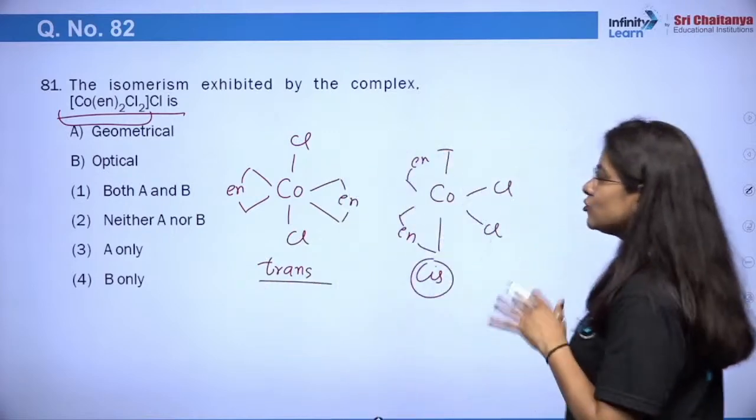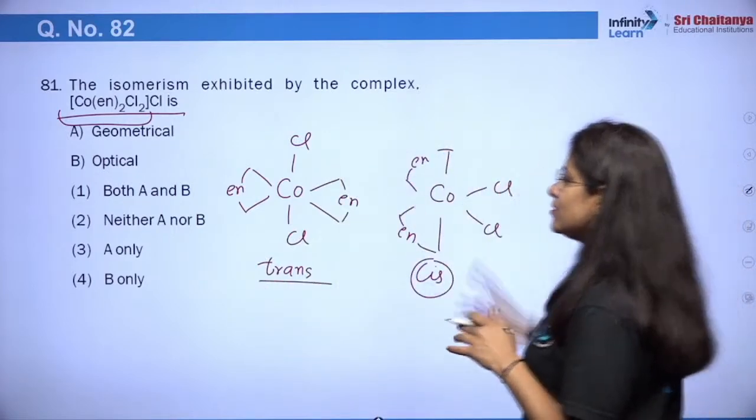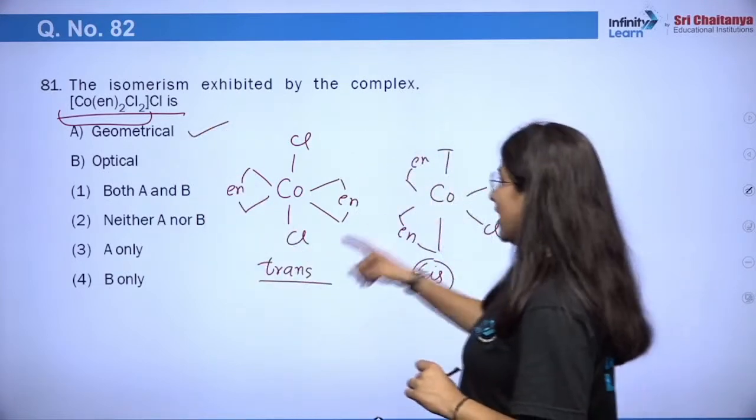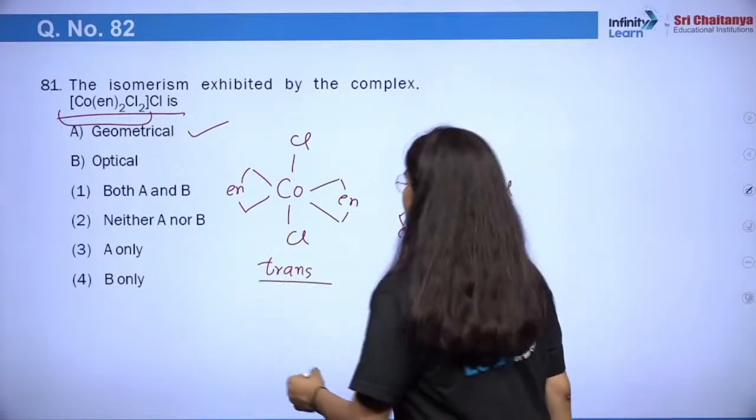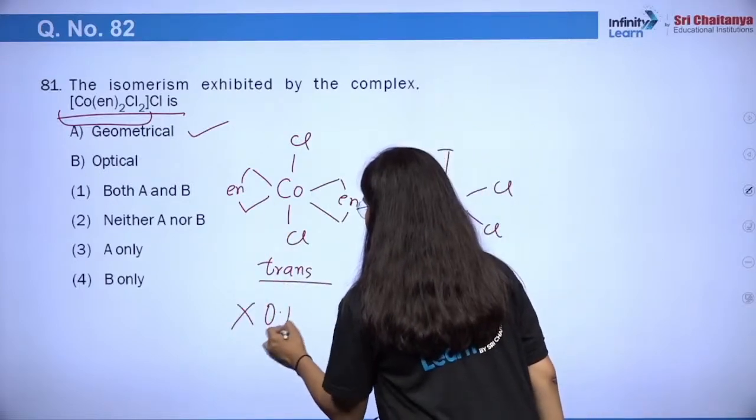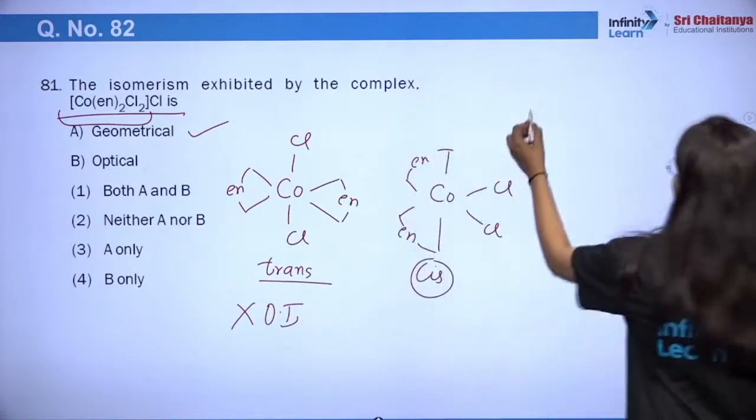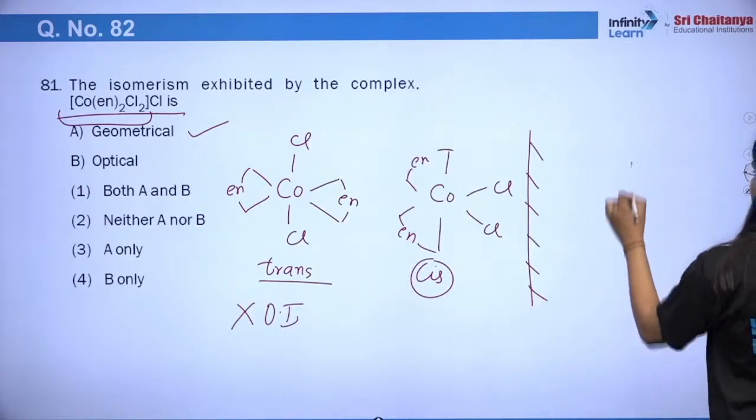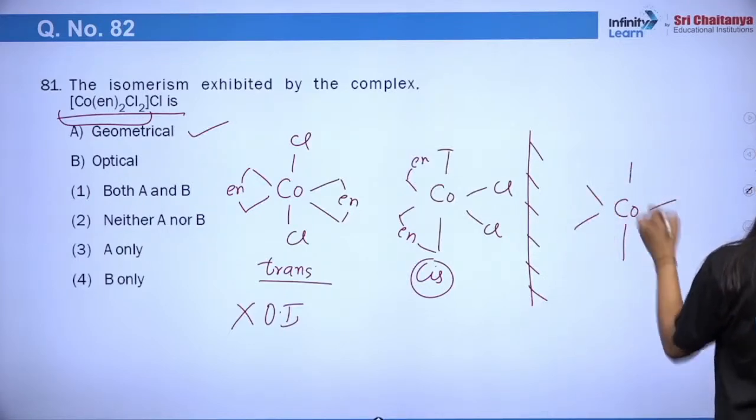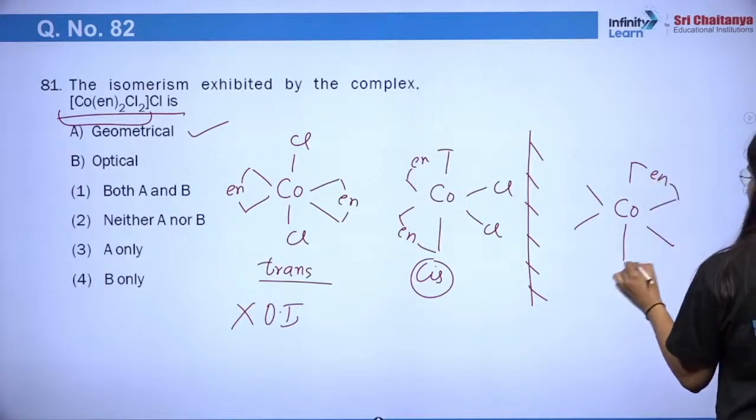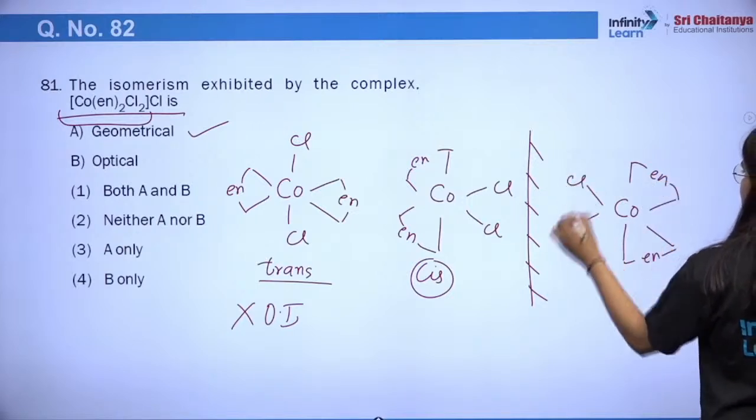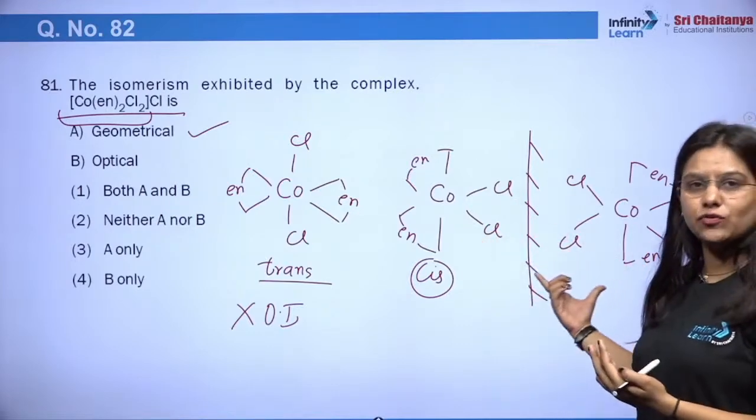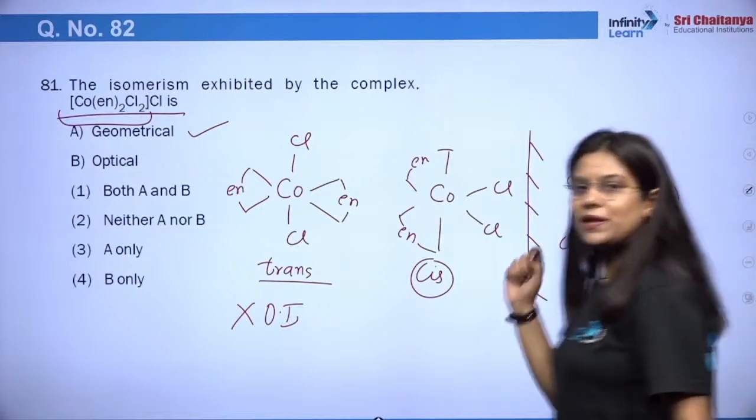So what are the isomers here? Geometrical isomers are definitely present here. Now let us talk about the optical isomer. This trans has symmetry, so it will not form an optical isomer. But when I take the mirror image of this cis isomer, what structure am I getting? Right? So what are these? These mirror images are enantiomers. These are non-superimposable mirror images.